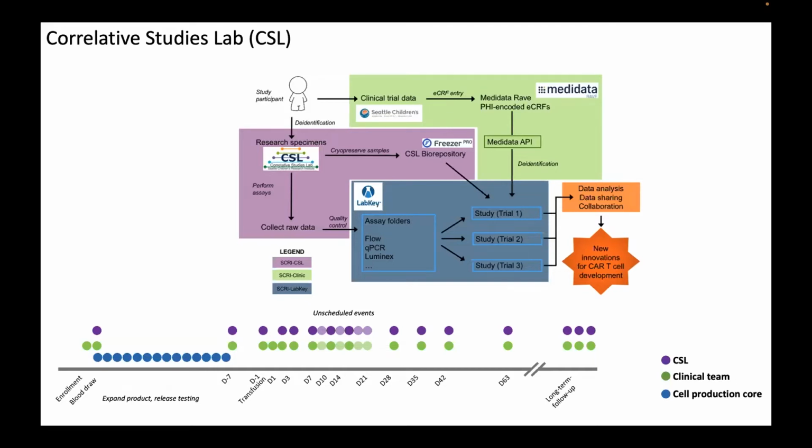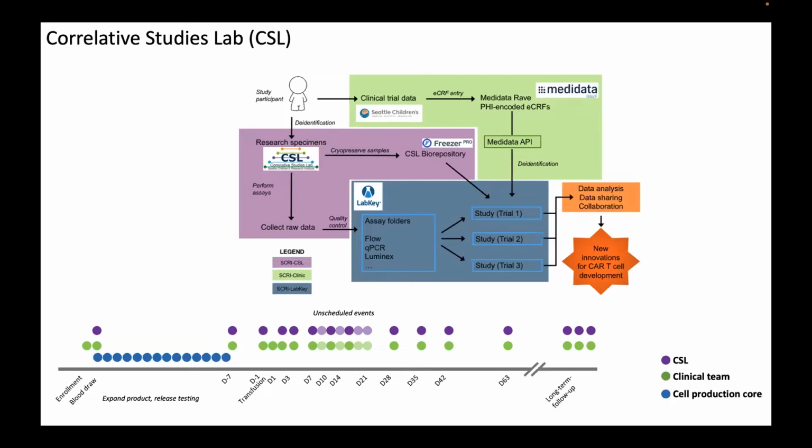On the other hand, the research specimens are gathered and sent to the Correlative Studies Lab. We have a set of analytical assays to run, and the raw data is then stored on the server. We bank the extra samples we have for these patients in our biorepository, and the sample availability information is also available on the server. So on the LabKey server, we combine research data, clinical data, and the sample availability information. And then we surface those under each trial-specific study folder.